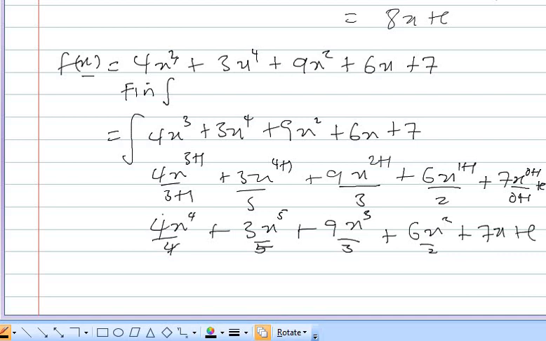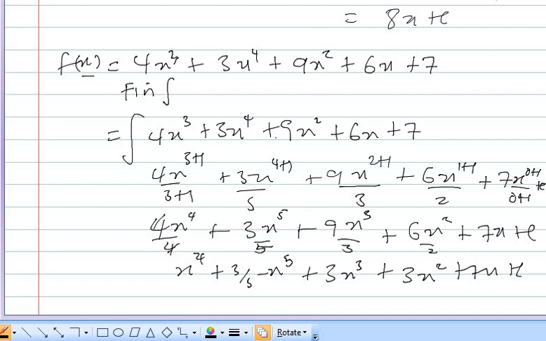So here we can have x squared, x raised to the power of 4, plus 3 over 5 x raised to the power of 5, and then plus 9 by 3 is 3x raised to the power of 3, plus 3x squared plus 7x plus c. So this is just a numerical question. This is how we should integrate if the function is given.